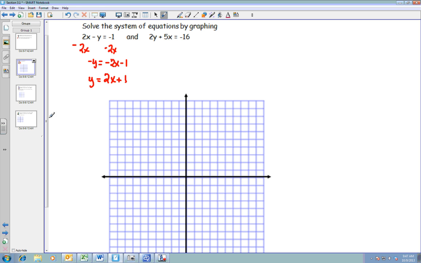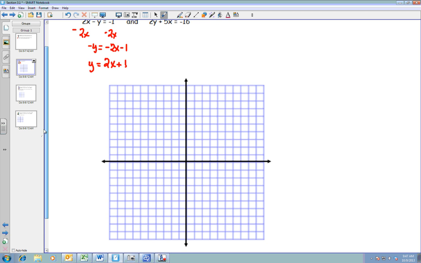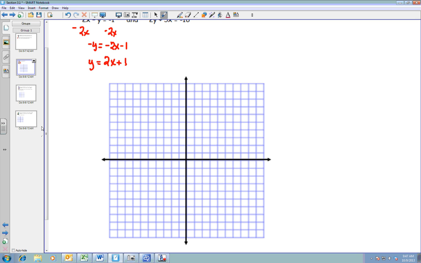Okay, so let's go ahead and graph that. When you solve systems of equations by graphing, you have to be very accurate. You're going to want to use a ruler so your lines are nice and straight, because we're going to see where those two lines intersect. If your lines aren't very straight, they might intersect at the wrong point. So we want to be as accurate as possible.